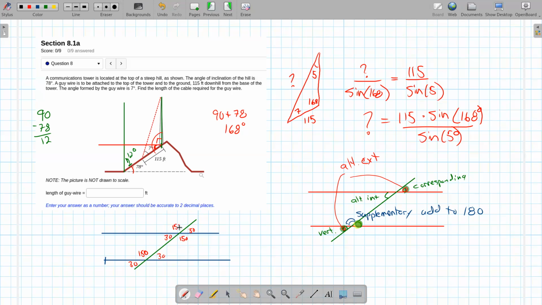Corresponding, this would be 150. Vertical, this would be 150, right? So I know all of the angles involved in that. So that's used a lot when we have to move angles around in a situation that has multiple triangles in it.